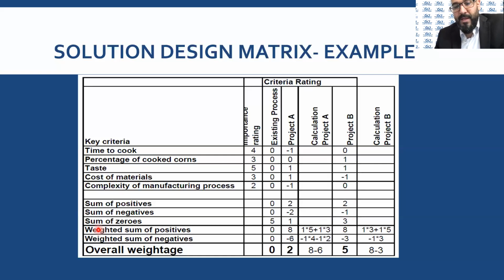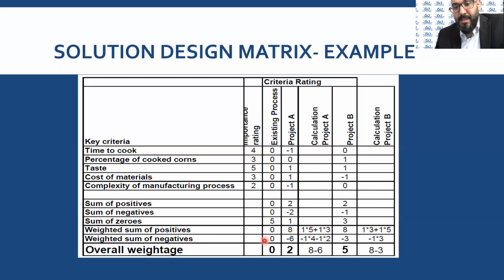Okay, now let's find the cumulative or the weighted sum of positive. The weighted sum of positive would be 8. And where is the 8 coming from? 1 right here times 5 plus 1 times 3. 1 times 5 would be 5, plus 1 times 3 would be 3. 5 plus 3 would be 8.